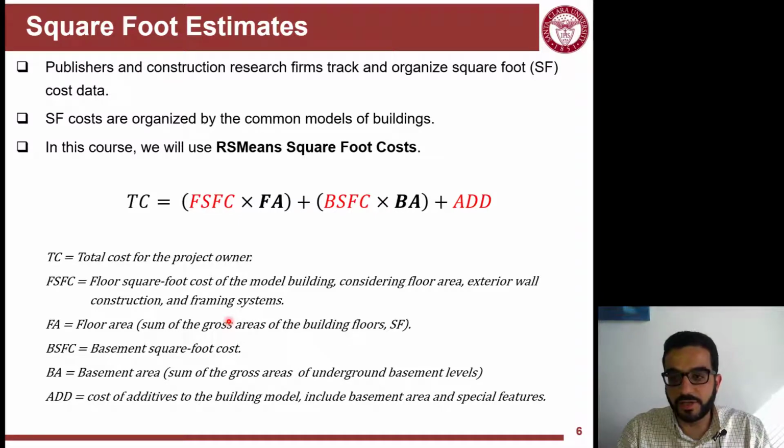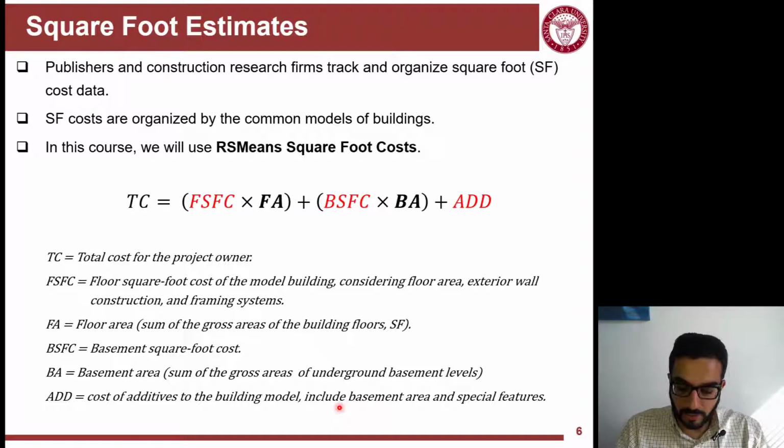And that's the above ground. Below ground, you do a similar approach, but now dealing with the basement area and the basement square foot cost. And then you add any additives to reflect things that were not considered in the building model that was used to create the square foot cost rates.